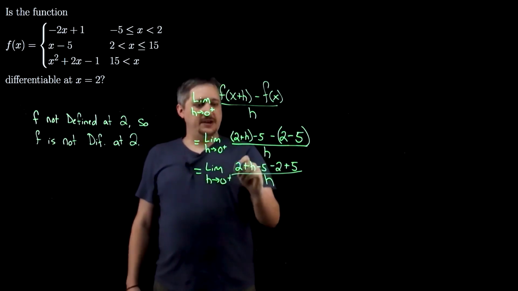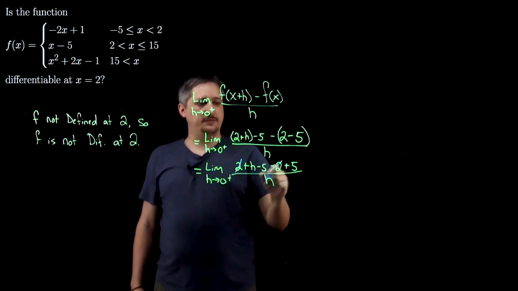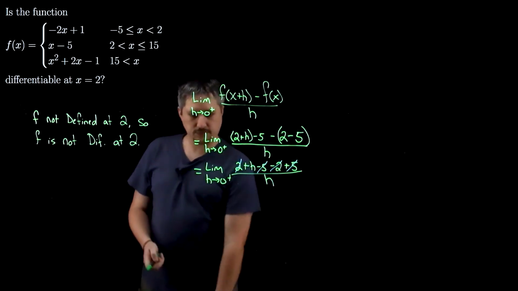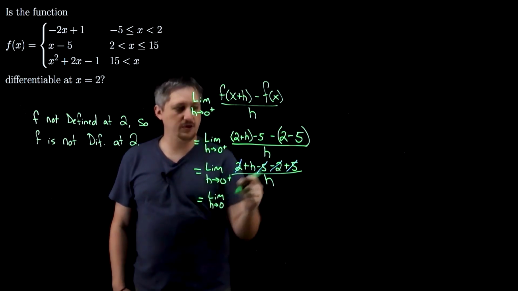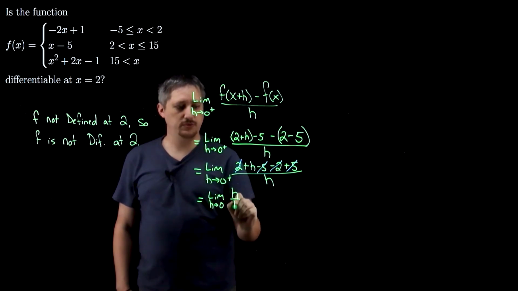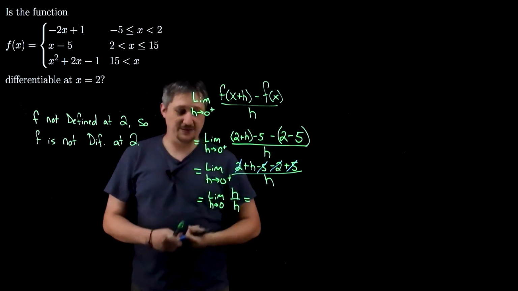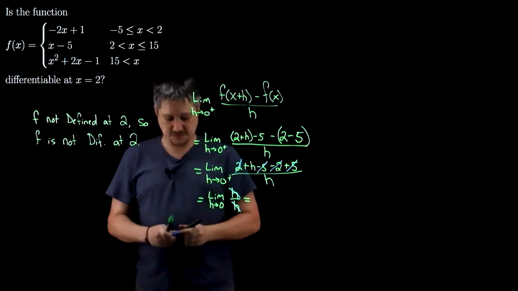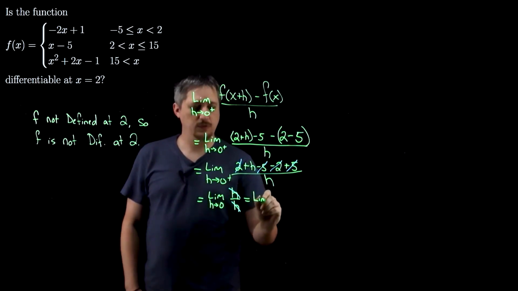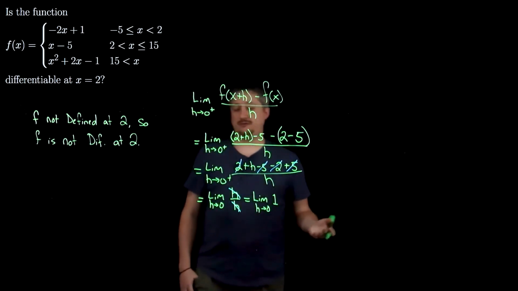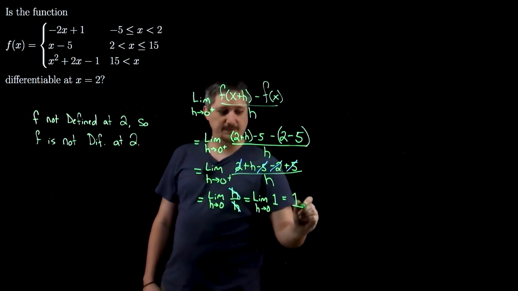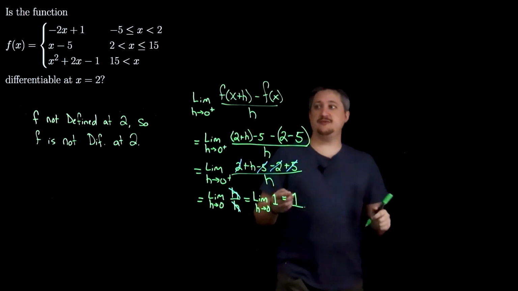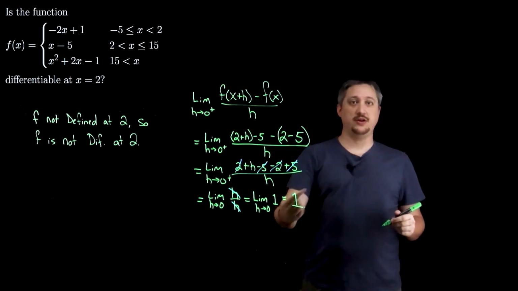And looking at this, I have a 2 and a minus 2, so those will cancel. And I have a minus 5 and a positive 5, so those will cancel. So I'm going to get the limit as h goes to 0 of just h over h. And those cancel. So I get the limit as h goes to 0 of 1. And regardless of what h is doing, 1 is going to stay 1, right? It's a constant. So this is just 1. So this is telling me the derivative, or the rate of change from the right, is just 1.